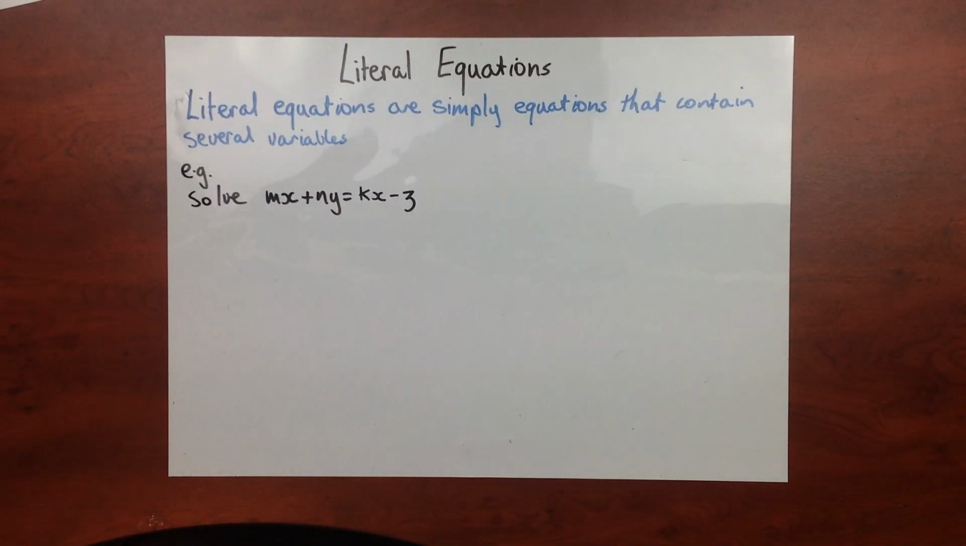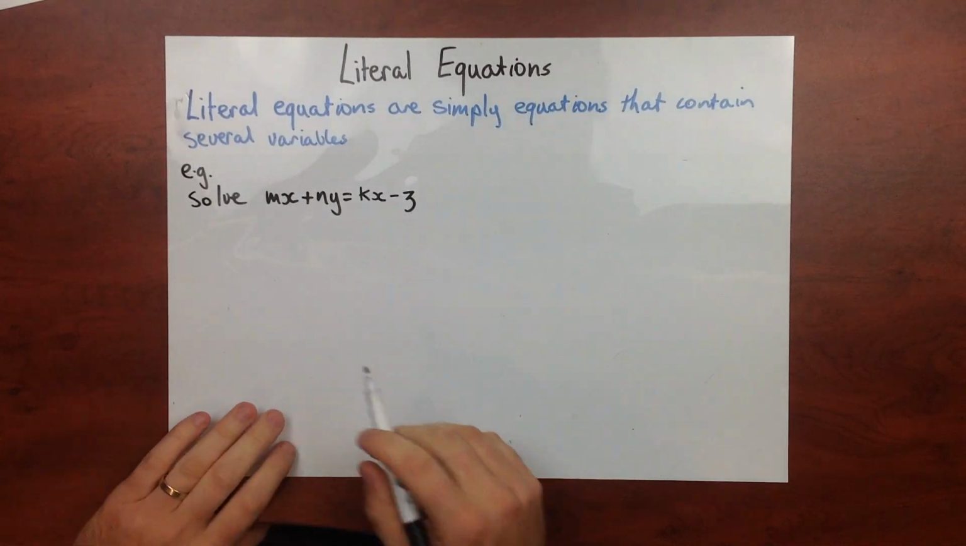Okay, in this tutorial we're going to have a look at literal equations. Literal equations are simply equations that contain several variables, which means you're never actually going to get a numerical value for the variables that you're looking at. Essentially it's more or less just rearranging equations for a variable that you want, or it could be solving a system of equations like we'll see shortly.